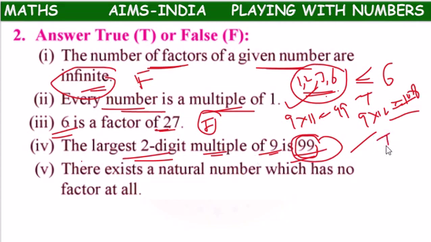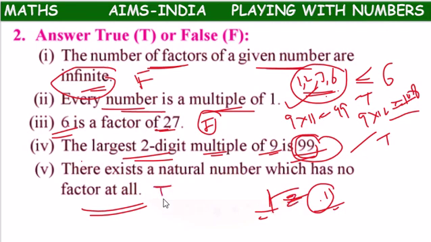Correct. True. There exists a natural number which has no factor at all. Natural numbers start from 1, and for 1 also, 1 is a factor. In natural numbers, there will be no number without a factor. So it is false.